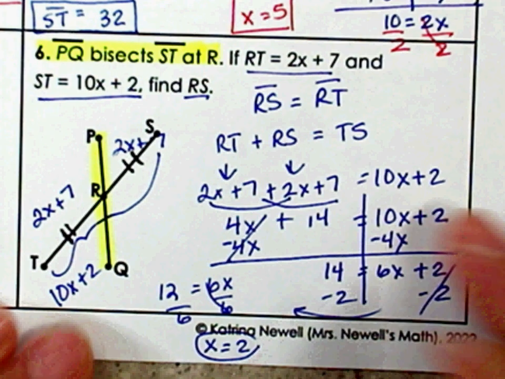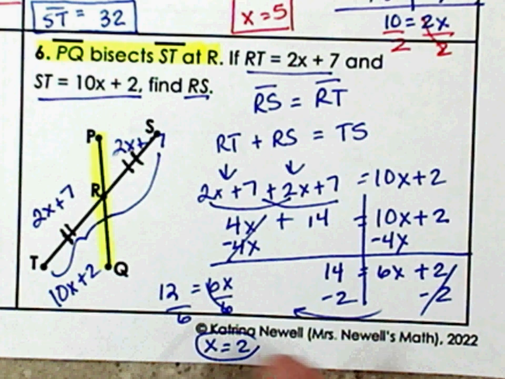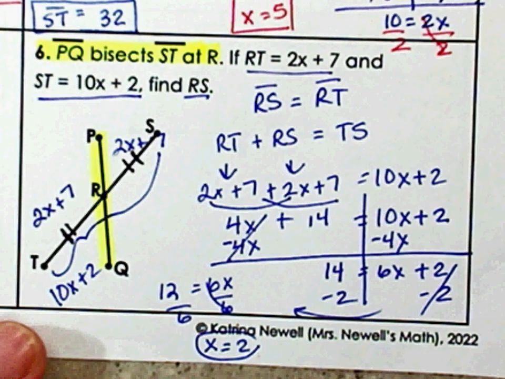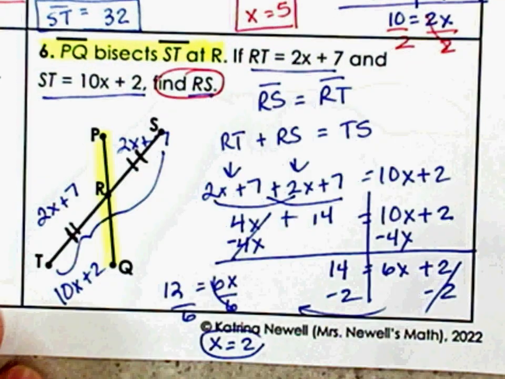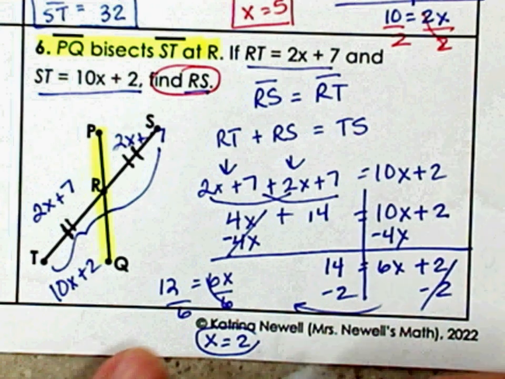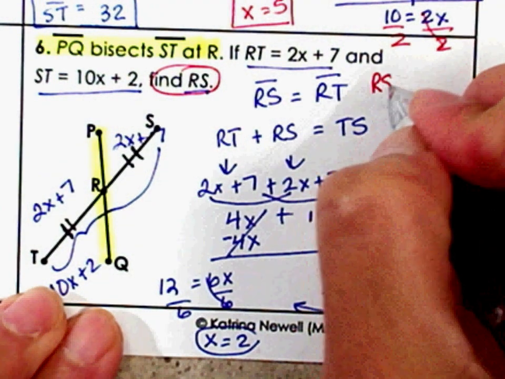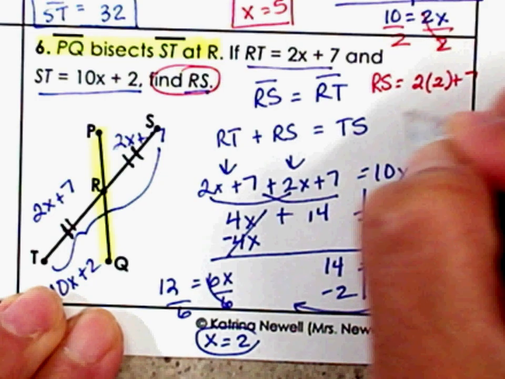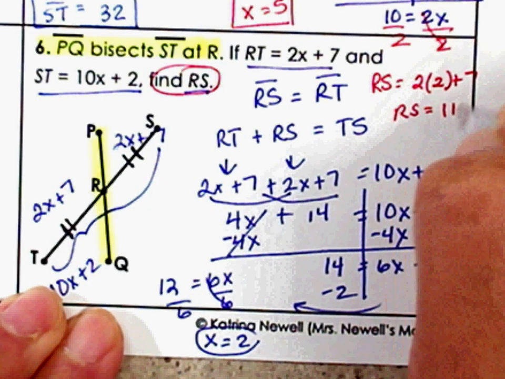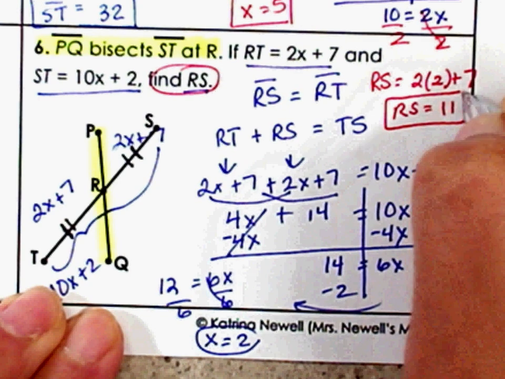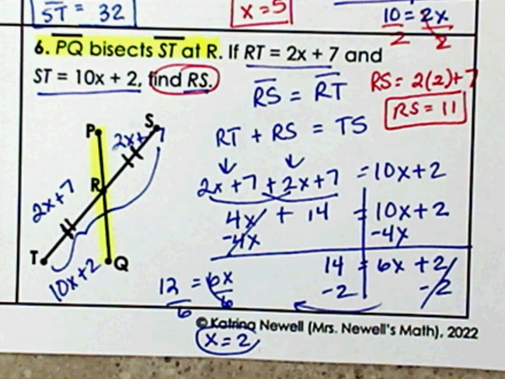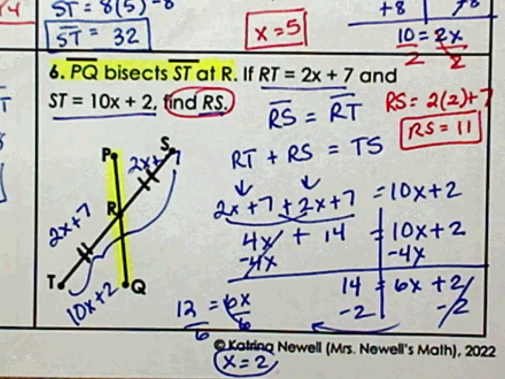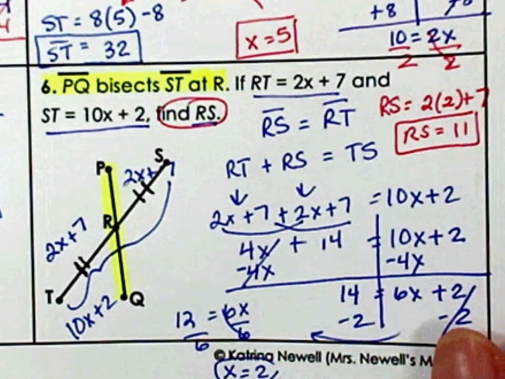Can you guys see that? All right. You are not finished. What did it ask you to find? Find RS. Well, if x is 2, RS is equal to 2 times 2 plus 7. So RS is equal to 11. Okay? All right. I'm going to let you guys try that, and I'm going to pause.